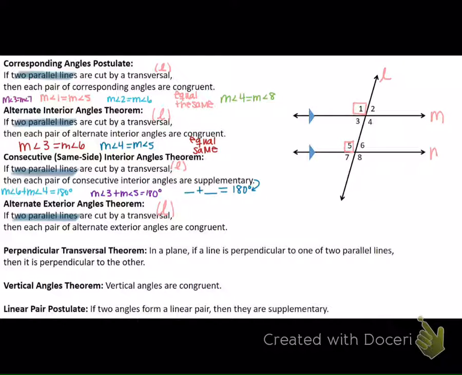They're on opposite sides of the transversal, and they're both outside the parallel lines. Alternate, opposite sides, exterior, outside the parallel lines. 1 and 8. And they look the same. They're both the obtuse angle, right? So angle 1 and angle 8 are congruent, or equal. So Hunter, what's the other one? Angle 2 and angle 7. Angle 2 and angle 7, good.